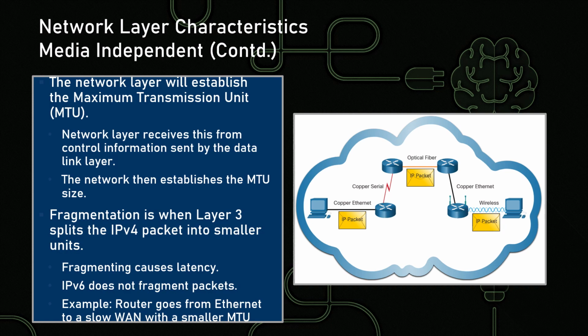Fragmentation is when Layer 3 has to move the IPv4 packet into smaller units. Fragmenting can cause latency because, of course, we're then taking a single packet and moving it into a smaller unit. IPv6 does not do fragmentation. That's only something that we deal with at Layer 3. So an example of this would be a router going from Ethernet to a slower WAN with a smaller MTU. So let's say that we have something that's calibrated for the full 1518, but then the next WAN we hit has an MTU of around 1300. We have to figure out what to do with the extra 220 bytes or so. It's a pretty big change, so we have to make sure that we split it accurately and can reassemble it on the other side.